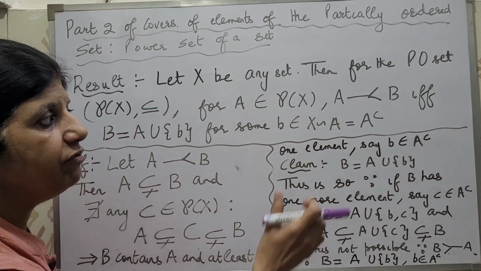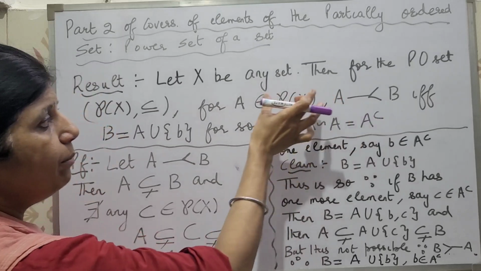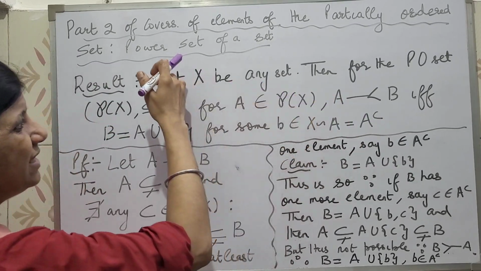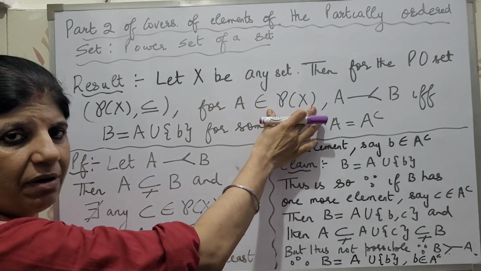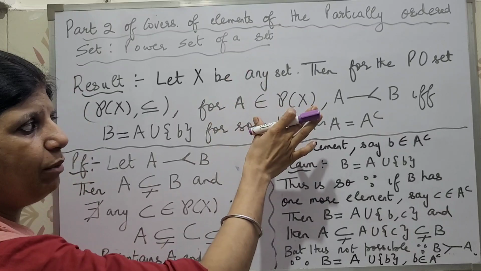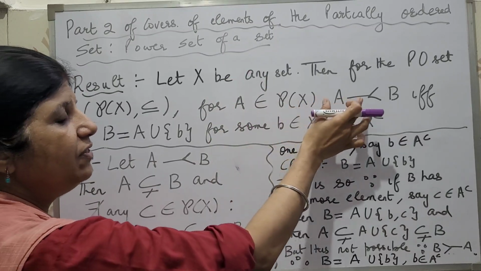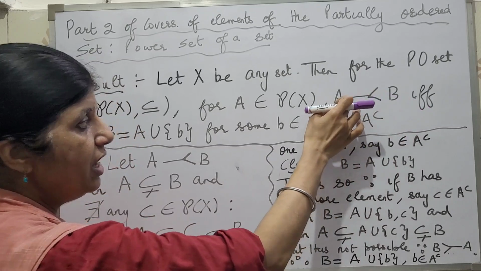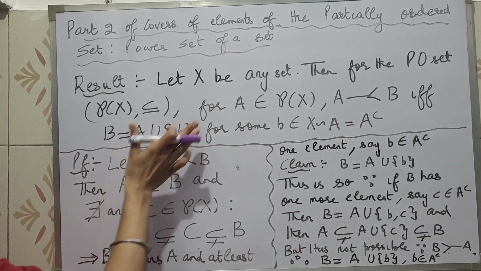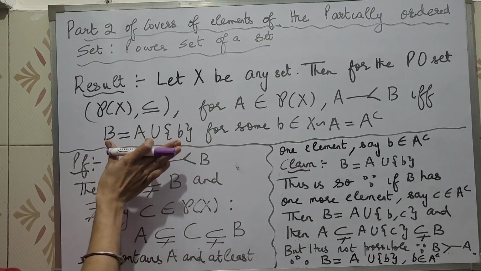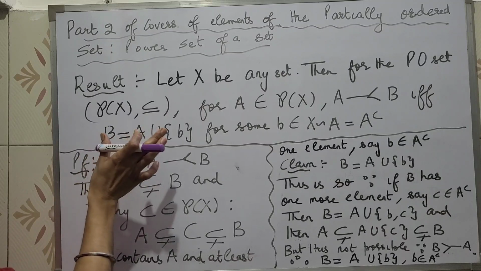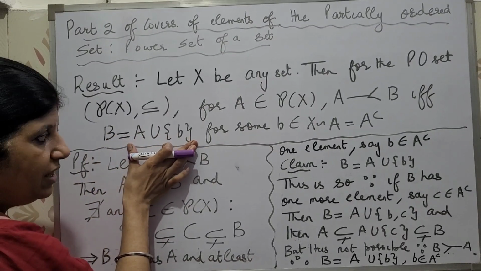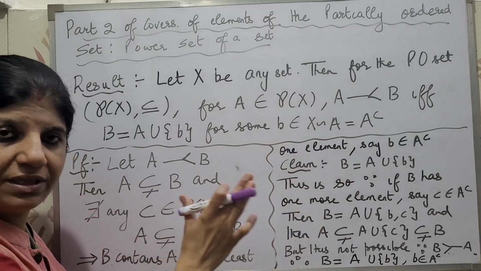I told you in the last video that this result is if and only if, which means that for the element A belonging to the power set of X, where X is any set, if A is covered by B, or if B is a cover of A, then B should be of this form. This is one thing. And if there is an element B belonging to the power set of X which is of this form, then this element covers A. So both ways the result is true.